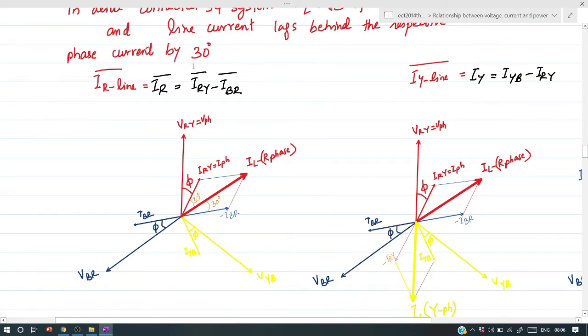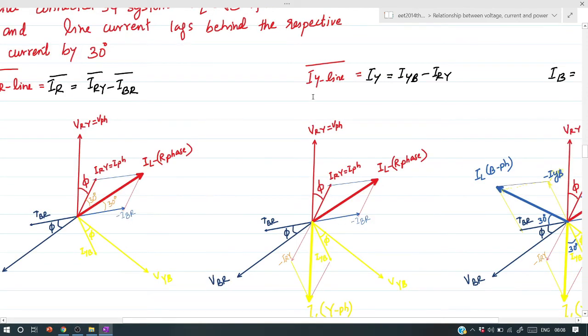When we find the vector sum of IRY and minus IBR, we can obtain IR line. IRY is already available here. IBR is available. In order to obtain the negative of that one, we need to proceed in the opposite direction in this manner. The phasor sum of IRY and minus IBR gives IL, that is the line current corresponding to R phase. Here it is clear that this is the phase current and this is the line current. Here the phase current is leading IL by an angle of 30 degree, or in other words, IL lags I phase by an angle of 30 degree.